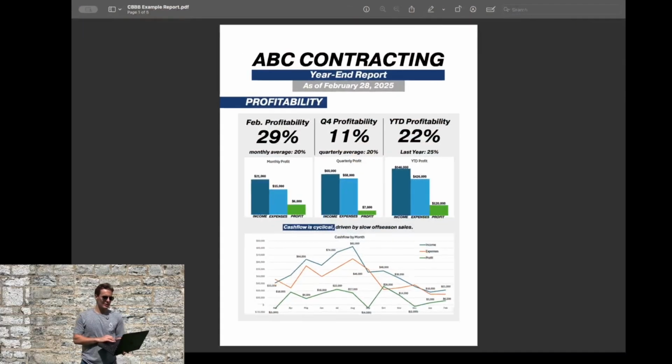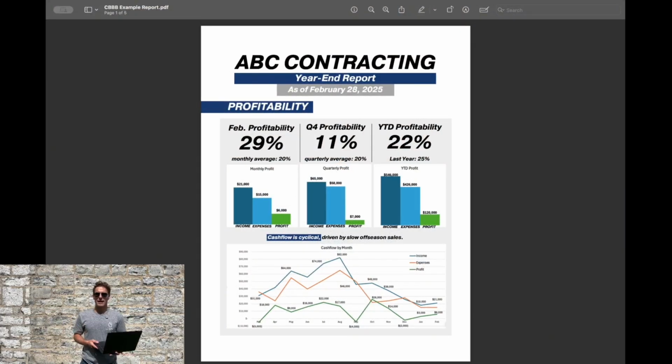So the first page here is the profitability page. Now, this page explains what your profitability is. This report that we're looking over here is the year-end report, but essentially every quarter can have a similar report, right? We can look at historical data from that month, that quarter, or the year. In this example, this report is dated February 28th. You see the three main numbers here are your February profitability, your quarterly profitability, and your year-to-date profitability. Seeing these numbers side by side can help you understand the trends in your profitability.